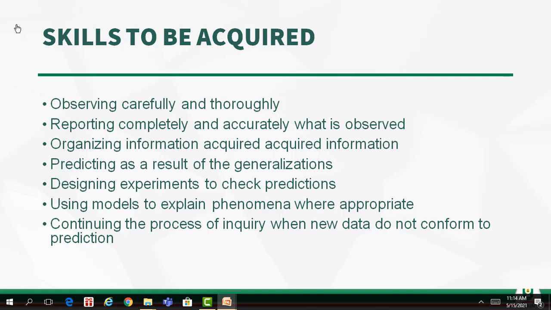And whatever they must have observed, they should be able to report completely and accurately. And whatever they have reported must be organized. They organize information that is acquired and predict the results for generalization. They should be able to design experiments to check predictions and use models to explain phenomena. These are the skills that are expected from the student with this objective that has been set from the national policy on education for primary school and junior secondary school.